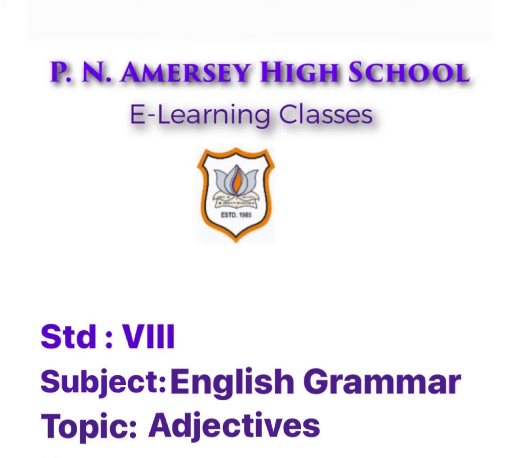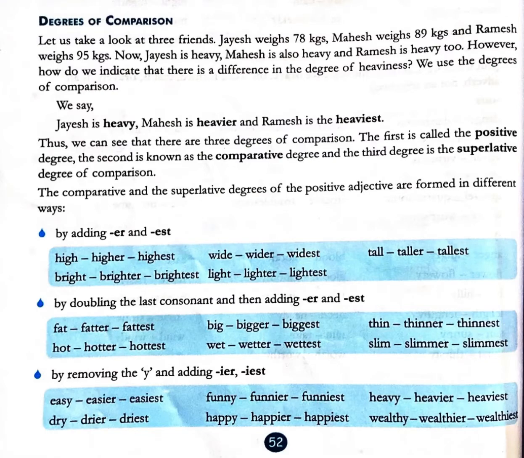Hello dear students, today we will continue with our chapter Adjectives of English Grammar. Degrees of comparison. Let us take a look at three friends. Jayesh weighs 78 kgs, Mahesh weighs 89 kgs and Ramesh weighs 95 kgs.